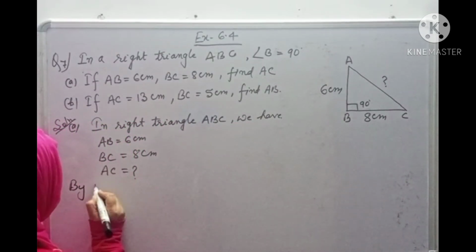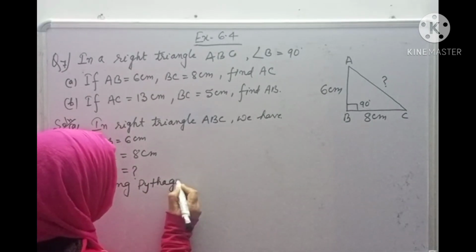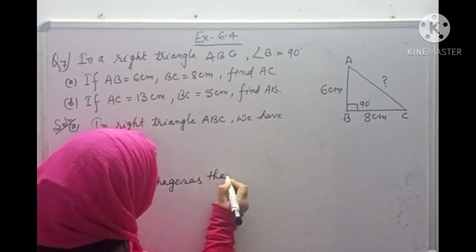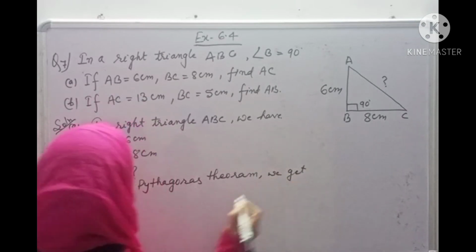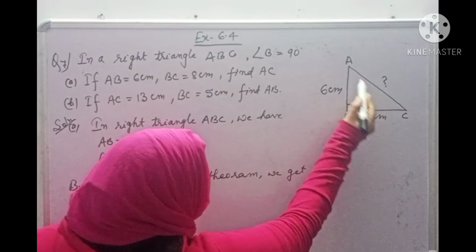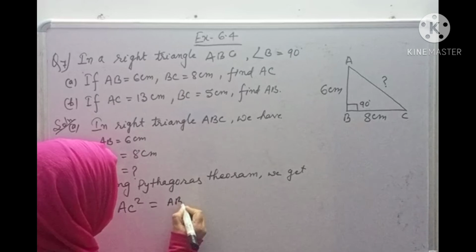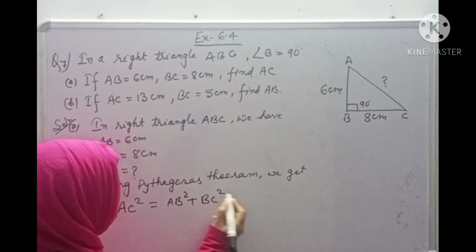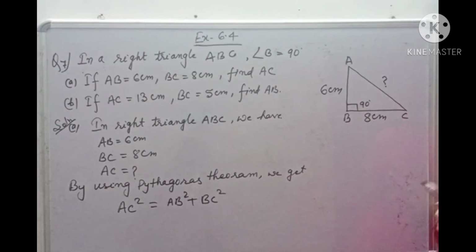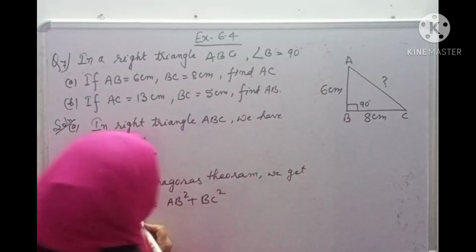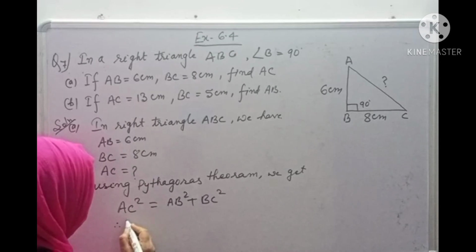By using Pythagoras theorem, we get that the longest side, AC square, is equal to AB square plus BC square. The longest side's square is equal to the sum of the squares of the smaller sides. So this AC square is the longest side and it is equal to AB square plus BC square.